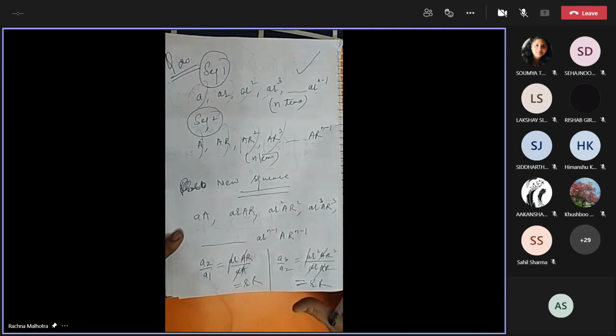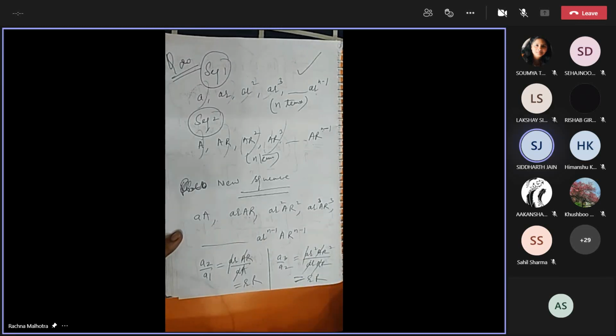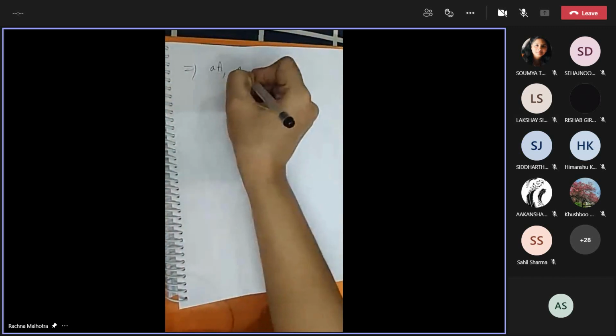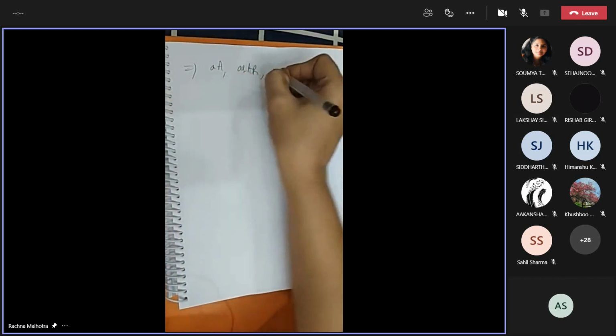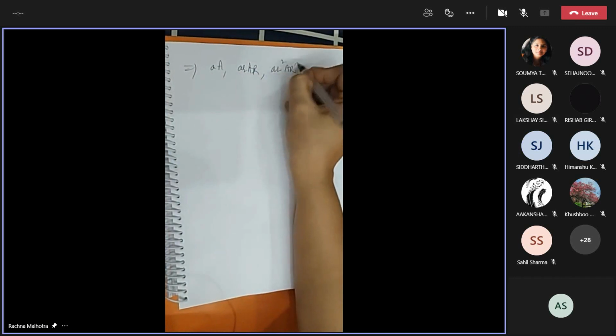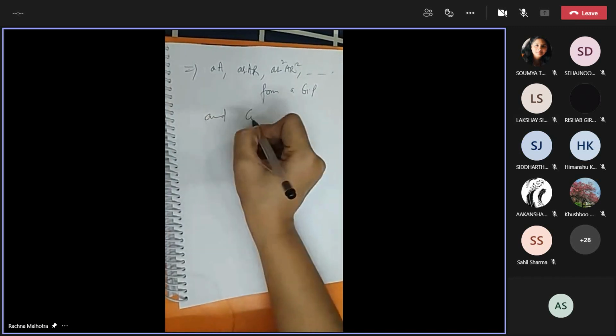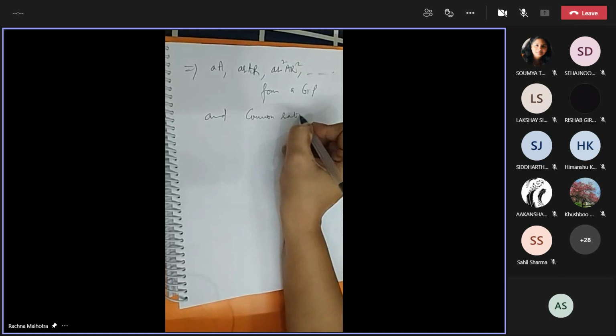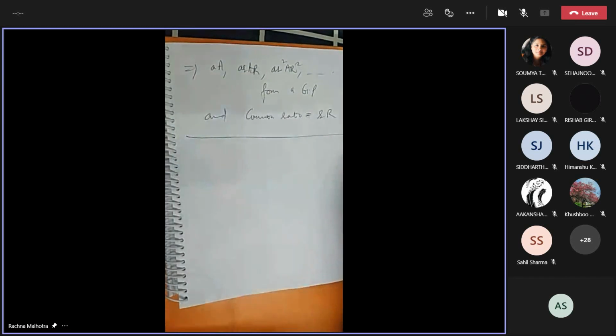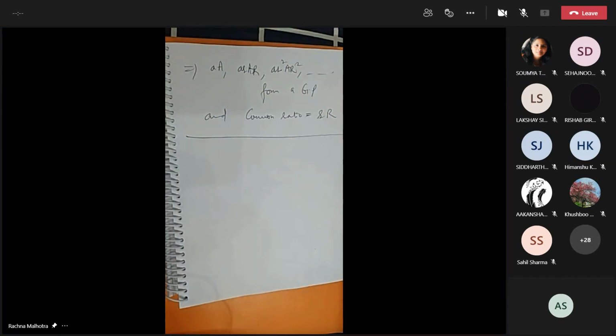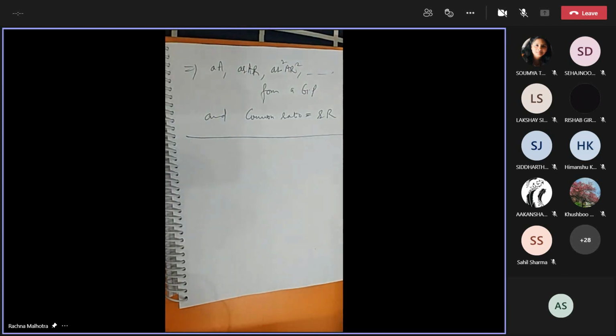And what is the common ratio here? Please tell me. Capital R into small r. That is the common ratio. So yes, this implies capital AR, small ar square, then capital AR square form a GP. And the common ratio is A2 by A1, that is equivalent to small r into capital R. So question number 20 is over.